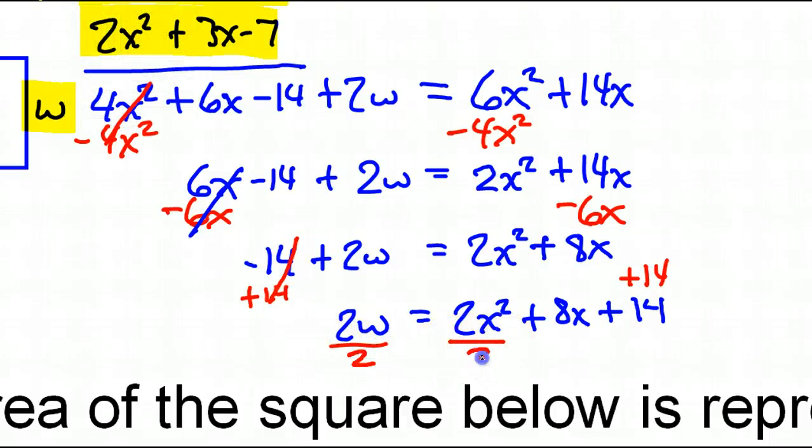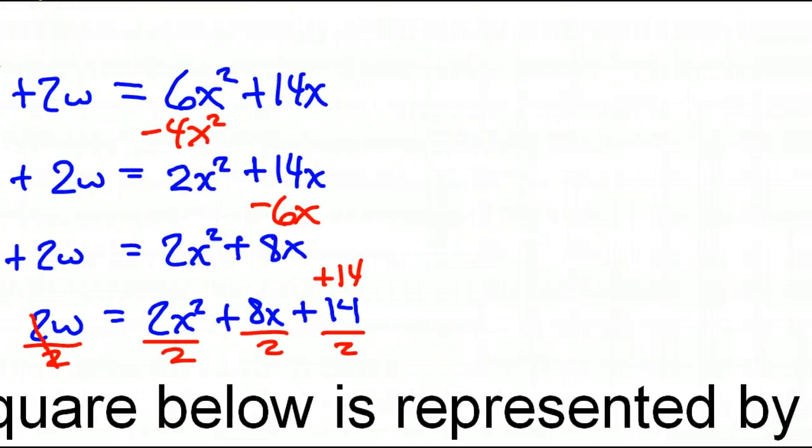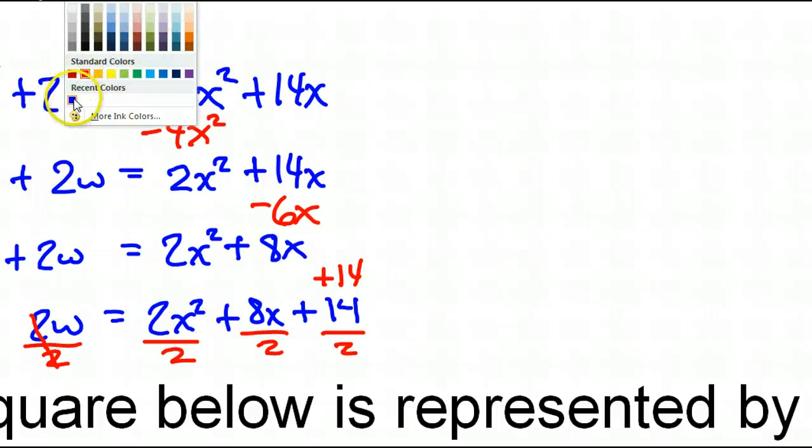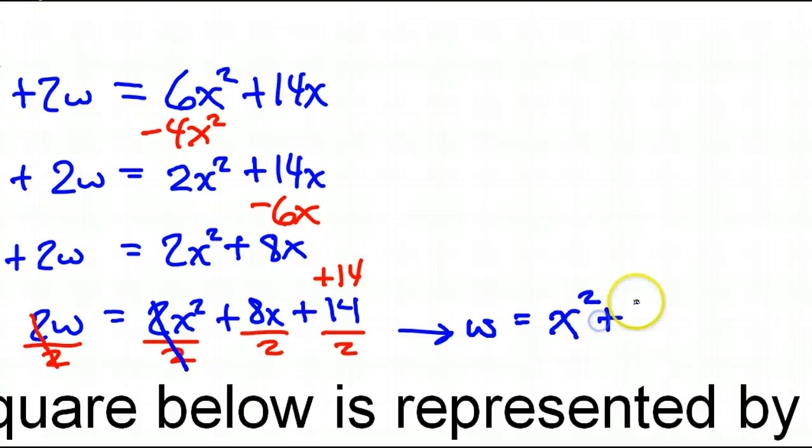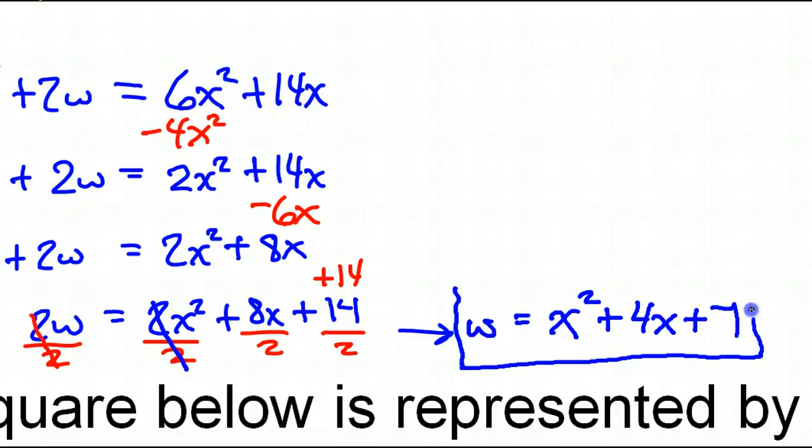Divide by 2, divide by 2, divide by 2, divide by 2. Okay, so these 2's are going to cancel out. I guess I'll put my final answer over here off to the side. So that's going to leave me w equals, these 2's cancel out as well, so that leaves x squared. 8 divided by 2 is 4, so that'll be plus 4x. Okay, and 14 divided by 2 is 7, so plus 7. Alright, so the width is x squared plus 4x plus 7.